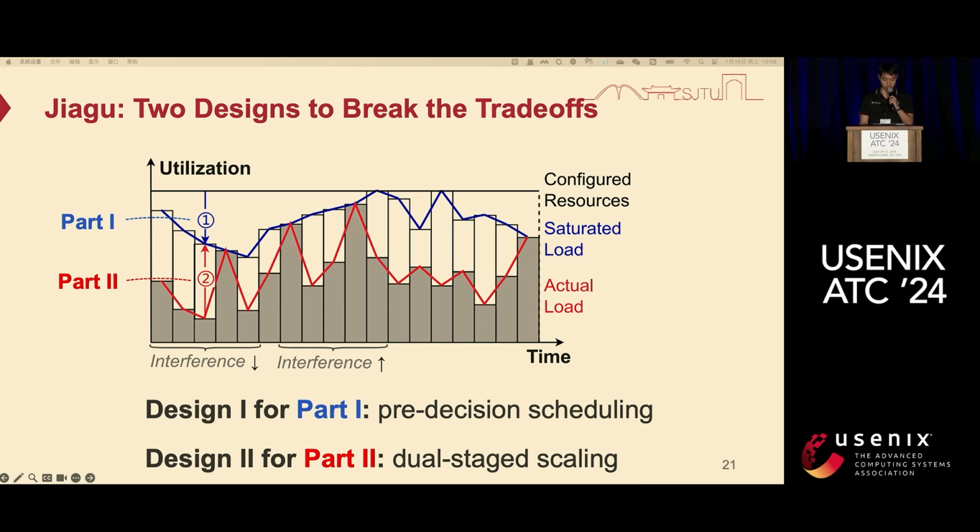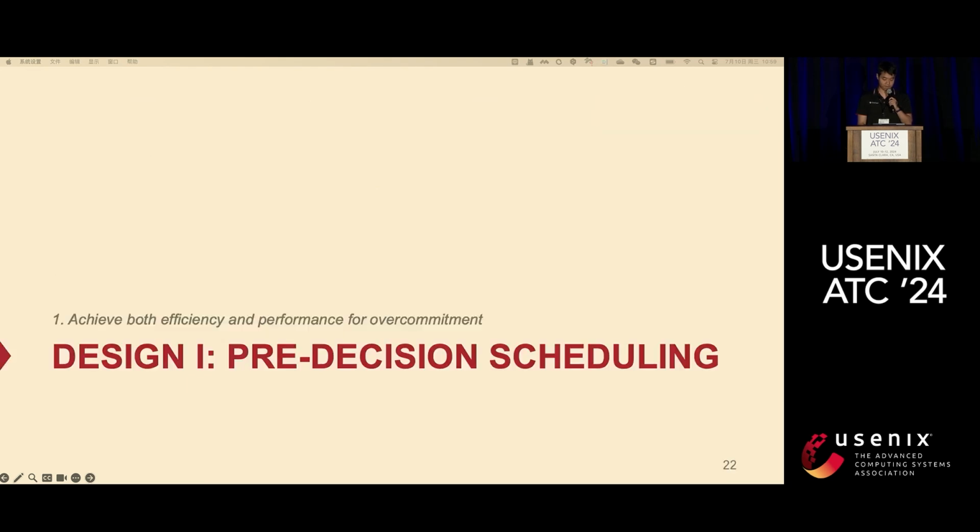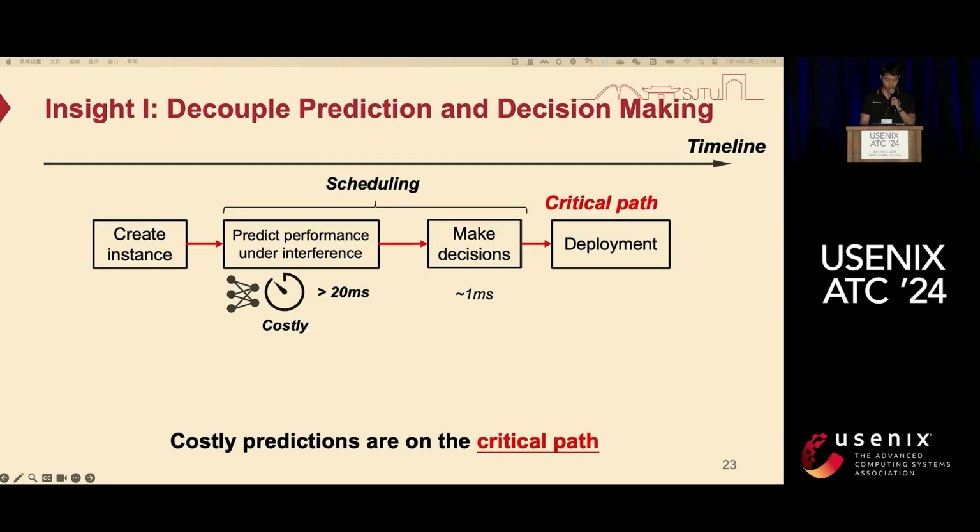Faced with these challenges, Jiagu uses a dual design to break those trade-offs, achieving high effectiveness and low costs simultaneously for both overcommitment and autoscaling. Let's talk about them one by one. First is the design to solve the challenge of overcommitment. Recall that for overcommitment, when the scheduler is choosing a node for a new instance, it needs to predict whether the QoS can be guaranteed after deploying the instance on that chosen node.